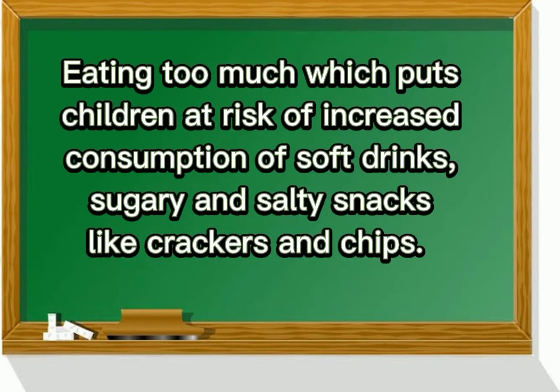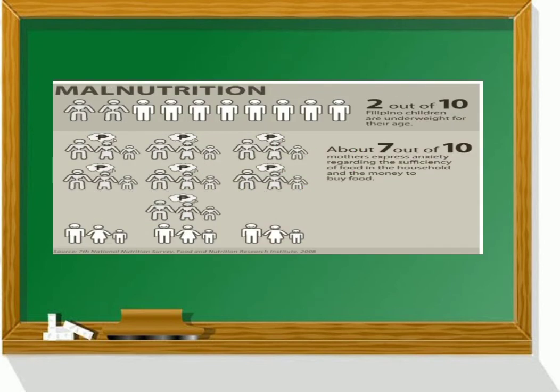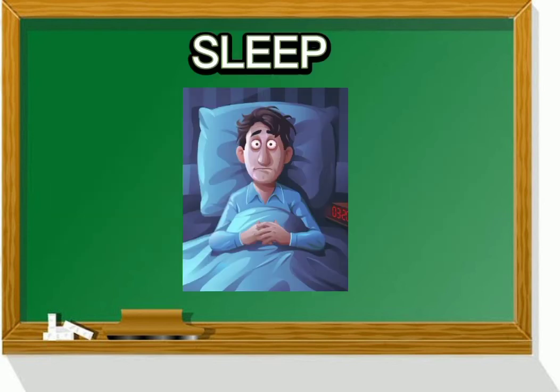Eating too much puts children at risk of increased consumption of soft drinks, sugary, and salty snacks like crackers and chips. This illustration was presented in the 7th National Nutrition Survey, Food and Nutrition Research Institute, 2008. 2 out of 10 Filipino children are underweight for their age. About 7 out of 10 mothers express anxiety regarding the sufficiency of food in the household and the money to buy food. The last issue affecting physical development is sleep.